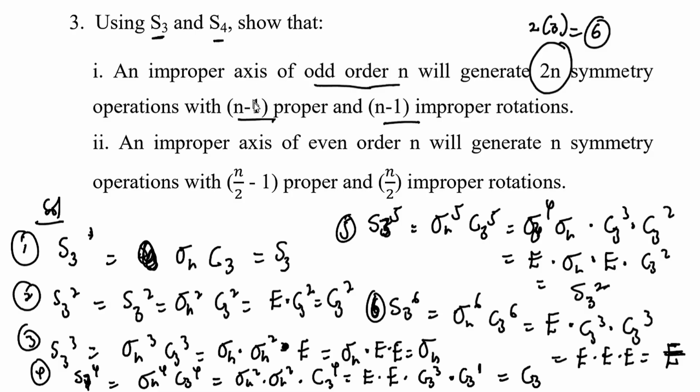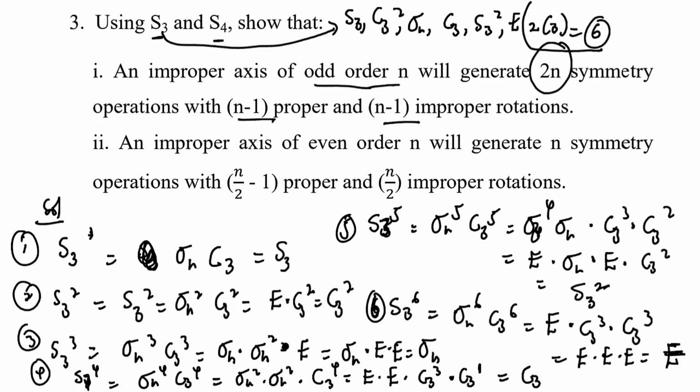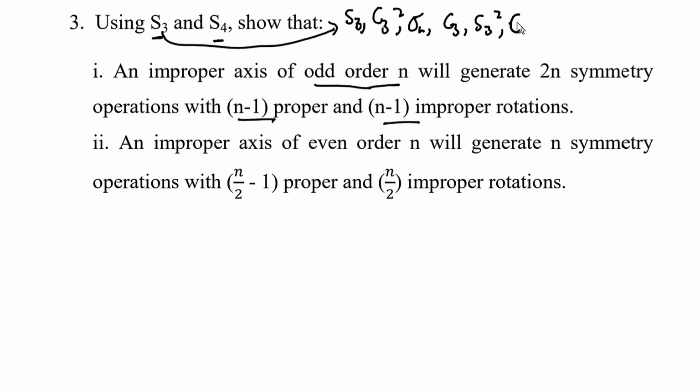So let's look at the proper. So these are the symmetry operations that we add. For this one we add, the first one is S3, the second one is C3 squared, the third one is sigma_h, the fourth one is C3, the fifth one is S3^2, and the last one is identity. So let me erase some parts. So basically we have identity here. So what we have now is this. We'll be able to confirm that there is 6 of it, right? So 1 2 3 4 5 6.